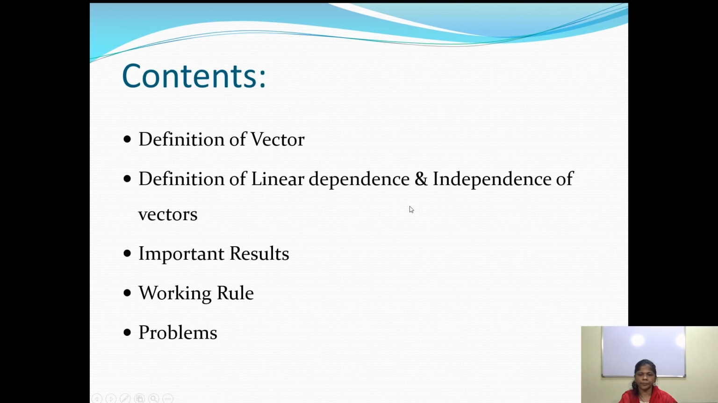So the outline of the video is: we will start with the definition of a vector, then we will discuss what is meant by linear dependence and independence of vectors, then we will go through the important results, followed by the working rule to check the linear dependence and independence of vectors, along with a few examples. So let us begin with vectors.